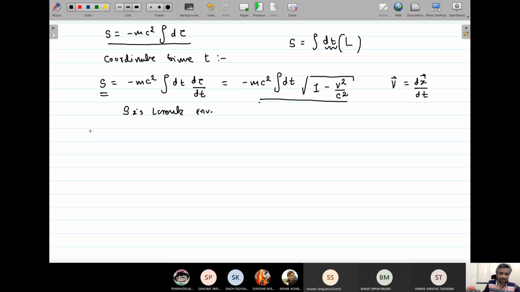So what is your Lagrangian? You identify the Lagrangian by comparing S with your usual definition. So L will be equal to minus mc square times the square root of 1 minus v square divided by c square, where v is this. Is it clear? Now, given the action, given the Lagrangian, you can calculate the Euler-Lagrange equation of motion.